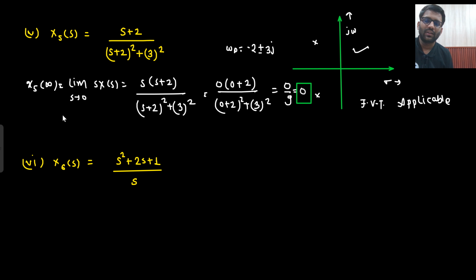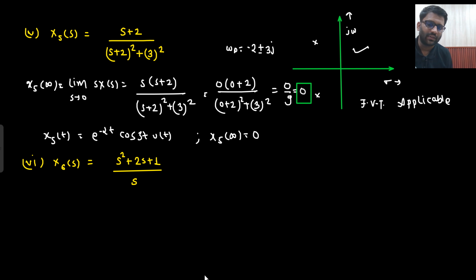And you can check as well. How will you check? What will be your x5 of t? e to the power minus 2t cos 3t u(t). And if you find the value at infinity, e to the power minus infinity will be 0 only. There you go. Okay. This kind of thing is there.